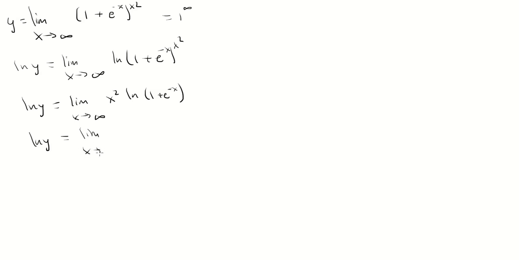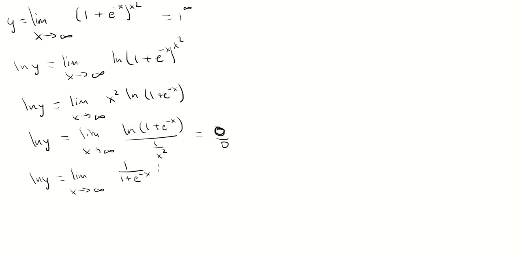And that's by rewriting x squared as 1 over x squared in the denominator. So it's going to be like this. The top goes to 0, the bottom goes to 0, so we can use L'Hopital's rule, which says to take the derivative of the top and the derivative of the bottom. The derivative of the top is 1 over (1 plus e to the negative x) times negative e to the negative x. The derivative of the bottom is negative 2 over x cubed.